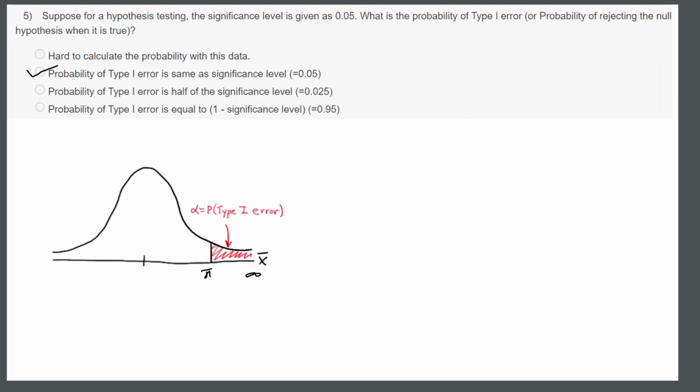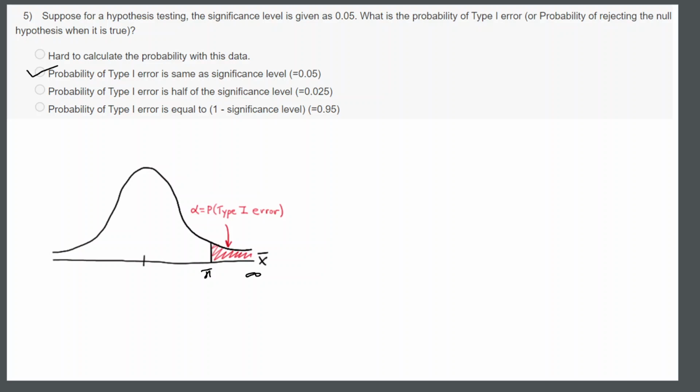Moving on to the fifth question. Suppose for hypothesis testing, the significance level is given as 0.05. What is the probability of type 1 error, or the probability of rejecting the null hypothesis when it is true? Probability of rejecting a null hypothesis when it is true is type 1 error.